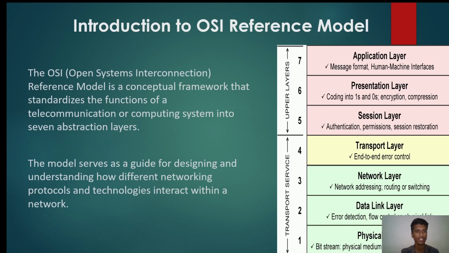The OSI (Open Systems Interconnection) Reference Model is a computational framework that standardizes the functions of a telecommunication or communication system into seven abstract layers. The OSI model is divided into seven abstract layers, and they are the physical layer, data link layer, network layer, transport layer, session layer, presentation layer, and application layer. The model serves as a guide for designing and understanding how different network protocols and technologies interact within the network. The OSI model is designed to interact between the user and the hardware systems.